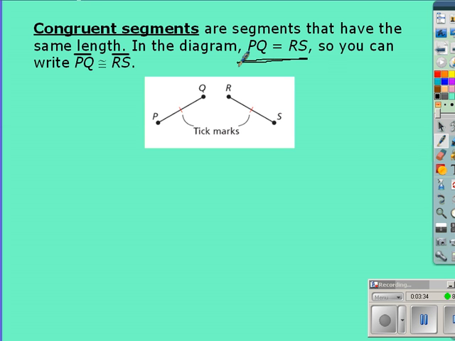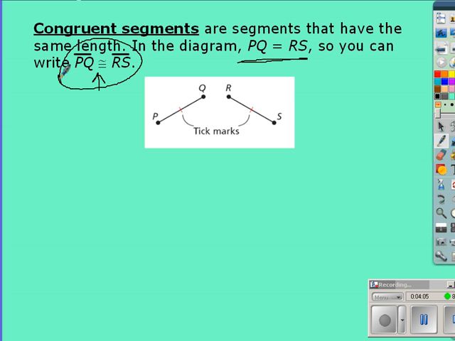But when we're talking about line segments, if we want to compare them, we're going to use this new symbol here. That's an equal sign with a little squiggly above it, a tilde. And we're going to say that line segment PQ is congruent to line segment RS. That's how this statement is read. Line segment PQ is congruent to line segment RS. And all that means is that they have the same distance between them.